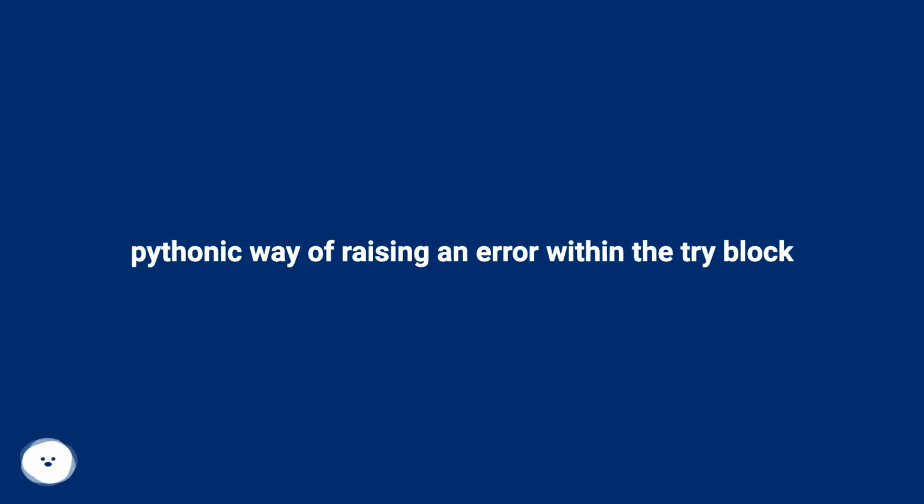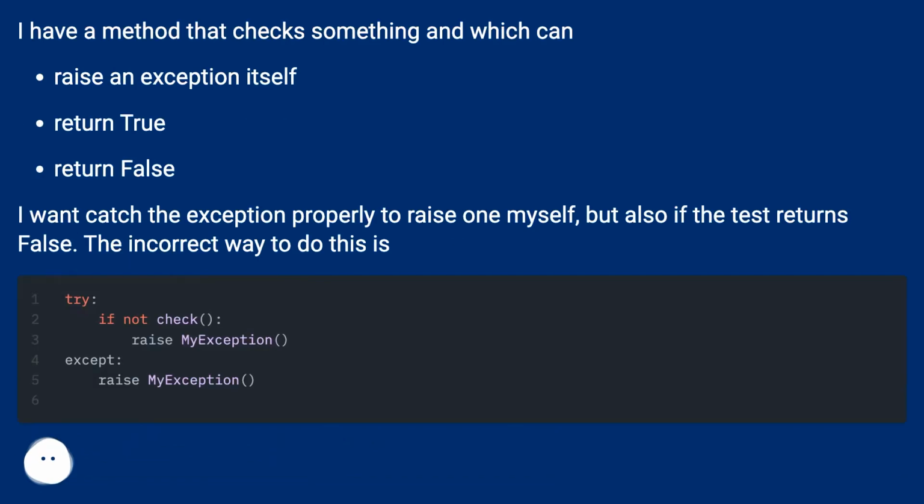Pythonic way of raising an error within the try block. I have a method that checks something and which can raise an exception itself, return true, or return false. I want to catch the exception properly, and raise one myself if the test returns false.